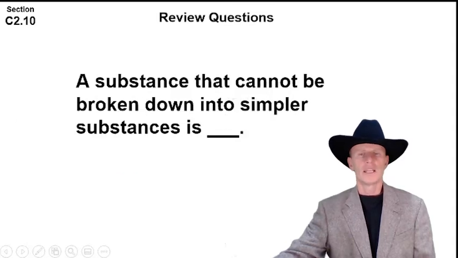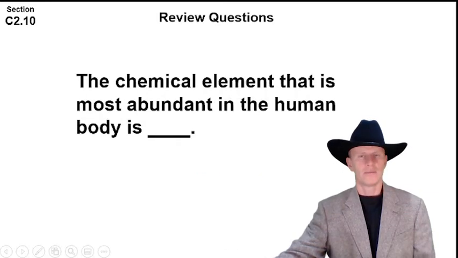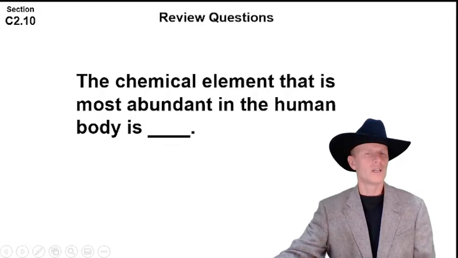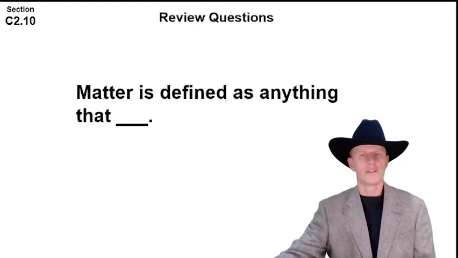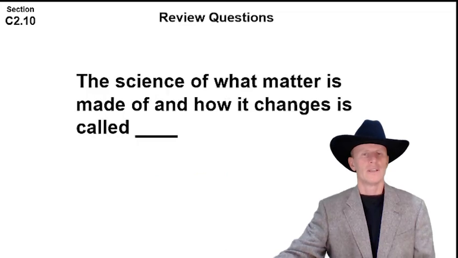A substance that cannot be broken down into simpler substances is an element. The chemical element that is most abundant in the human body is oxygen. Matter is defined as anything that has mass and takes up space. The science of what matter is made of and how it changes is called chemistry.